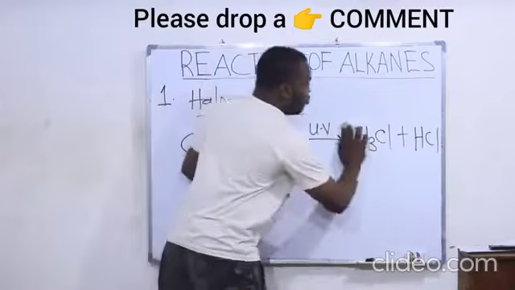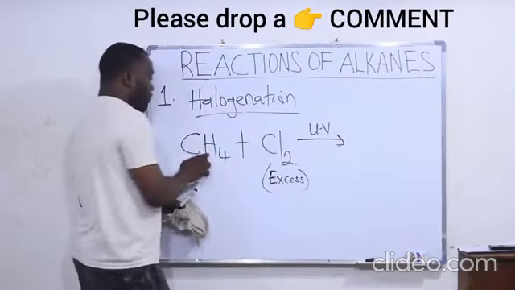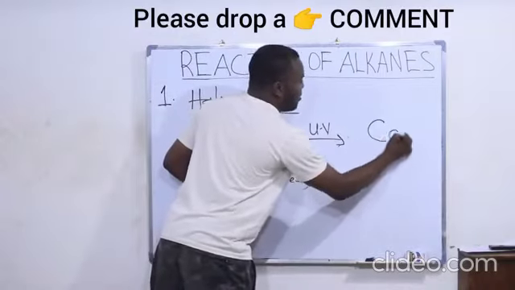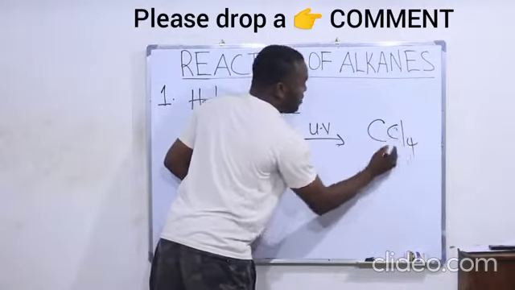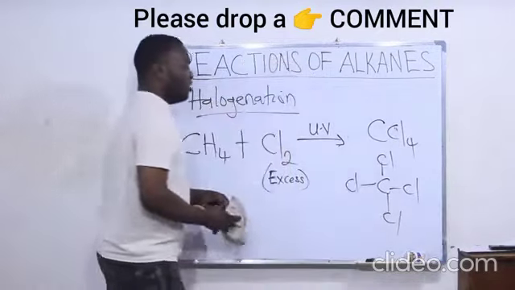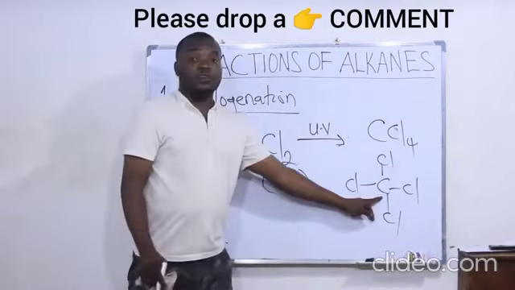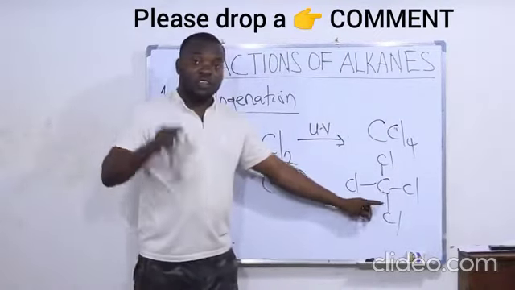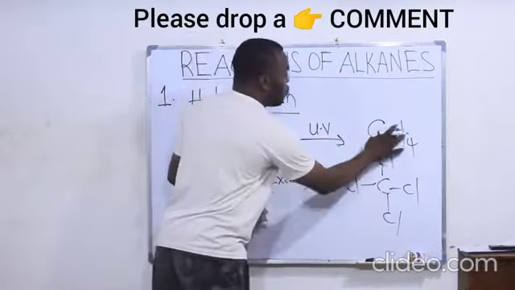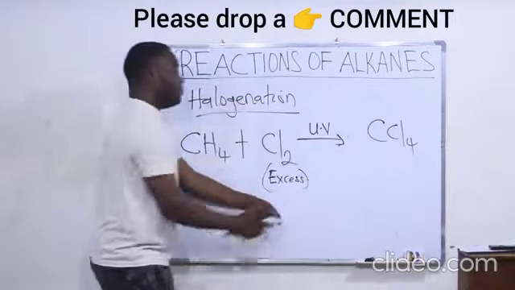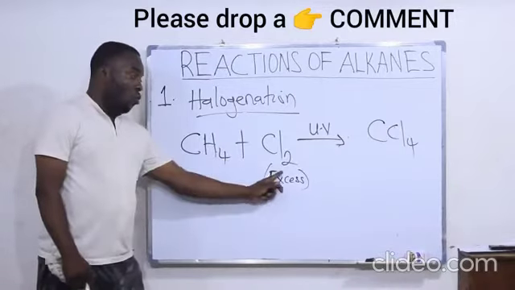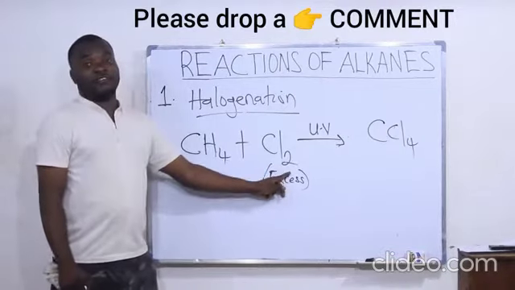So in that case, if I remove the four hydrogen atoms and replace them with four chlorine atoms, I will have CCl4. This is called tetrachloromethane. Methane because it's one carbon. Tetrachloro because there are four chlorine atoms. So this is called tetrachloromethane. Note this: we replace all the hydrogen atoms in the methane when the halogen is in excess.